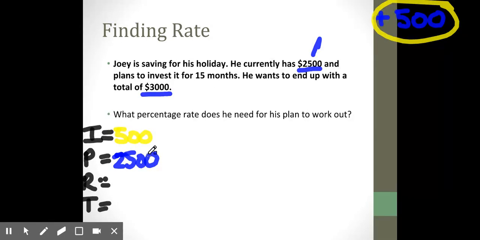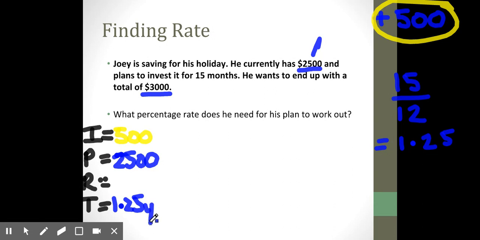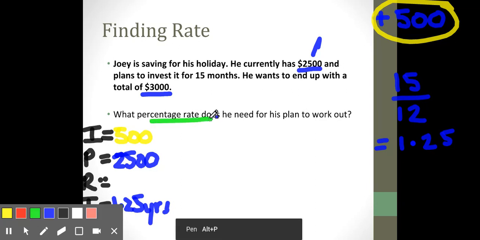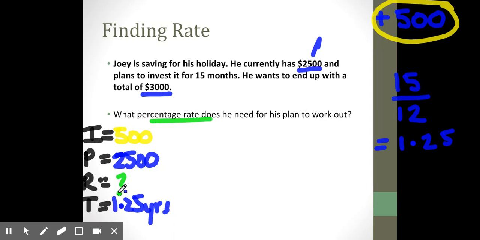Let's read a little further. He plans to invest it for 15 months. So 15 months is 15 over 12, which is equal to 1.25. So he plans to leave it, and now that is time. So it's 1.25 years. And the question is asking us what percentage rate does he need? So we don't know the rate.